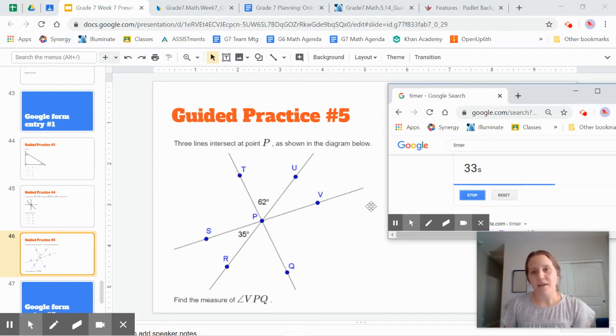So find the measure of angle VPQ. Angle VPQ is over here. So it's this angle measure on that sort of bottom right side. This is the angle we're looking for. Try to start by using vertical angle relationships to identify angles that are next to it.